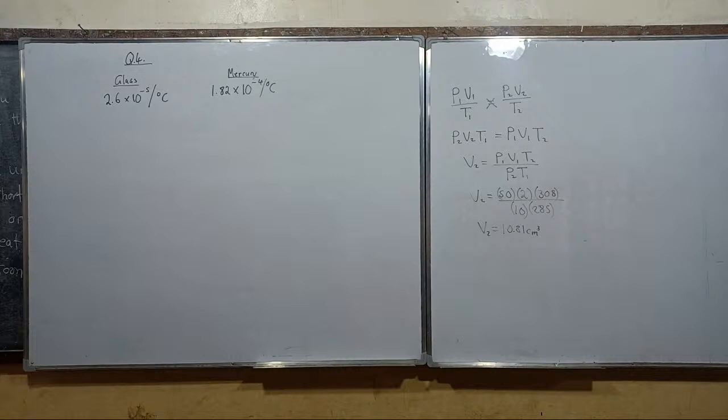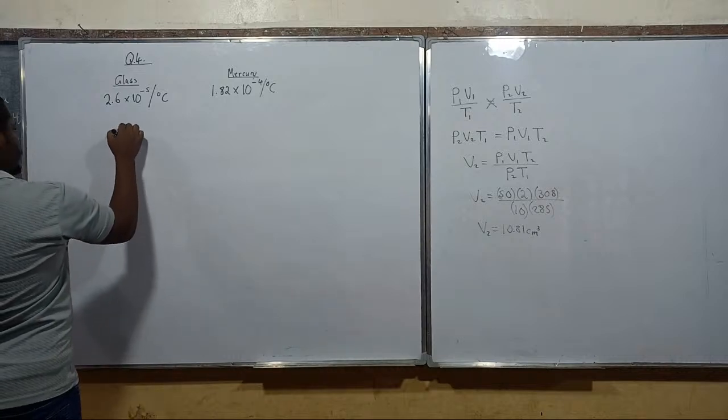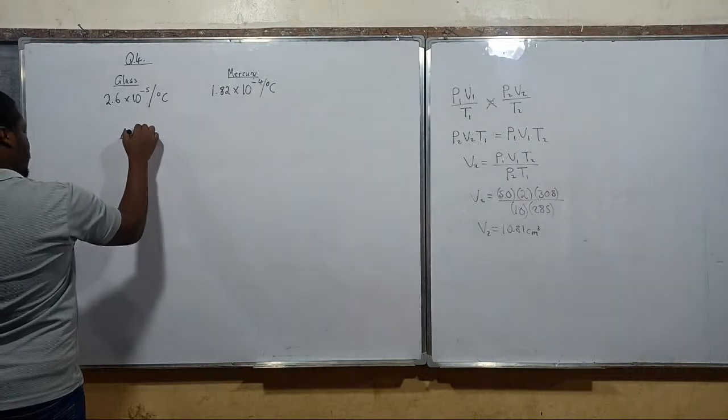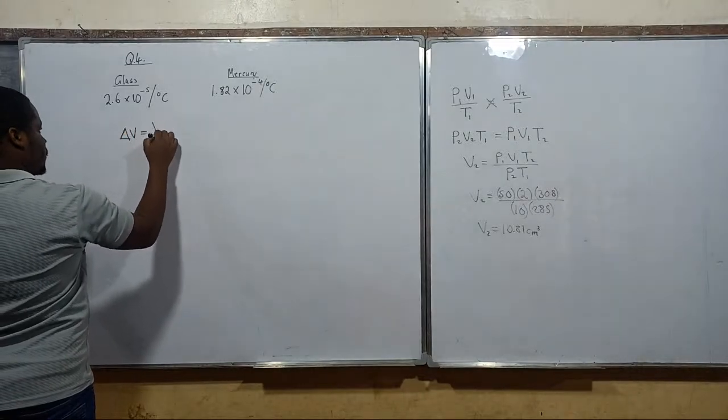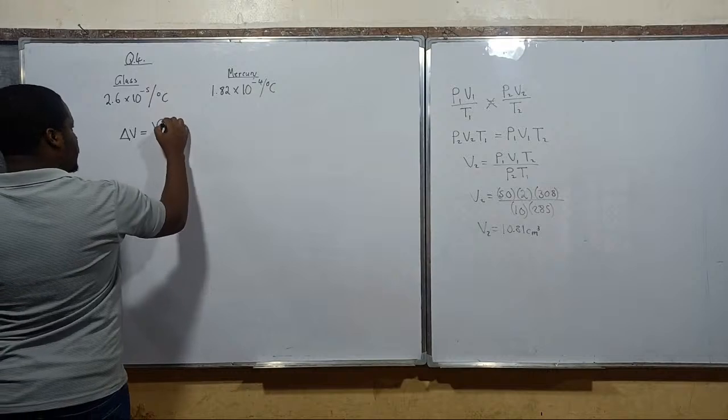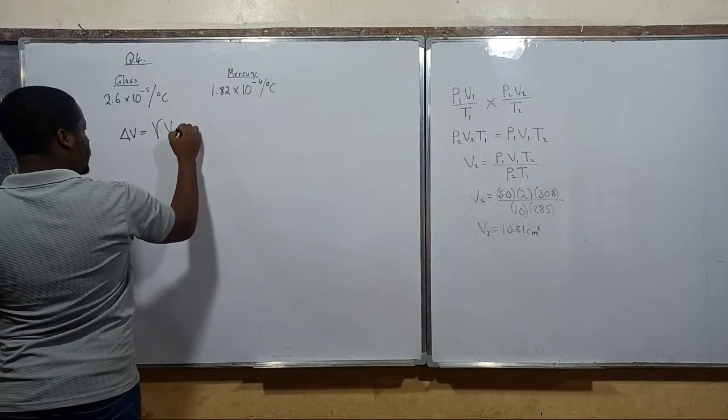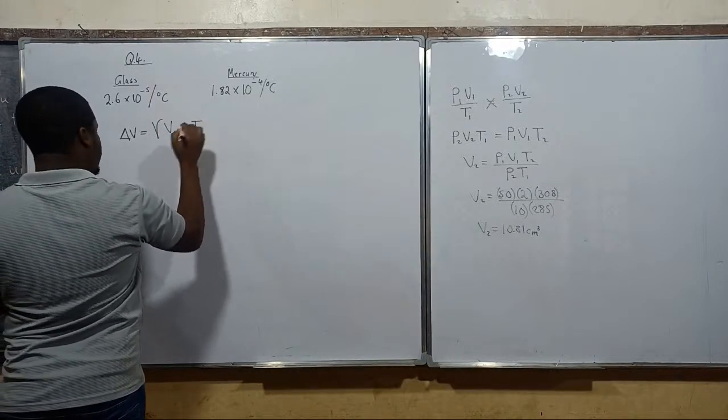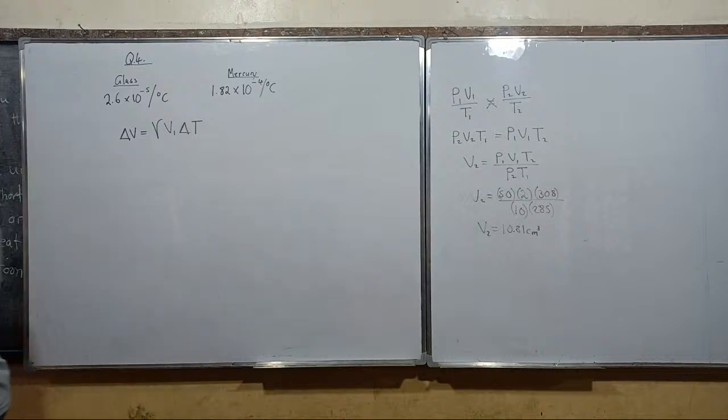So it's important to note that this will be given by the expression: the change in volume is equal to gamma times volume 1 times the change in temperature, like that. Now remember, which volume changes are we talking about? We're talking about the volume change for the glass and the volume change for the mercury.